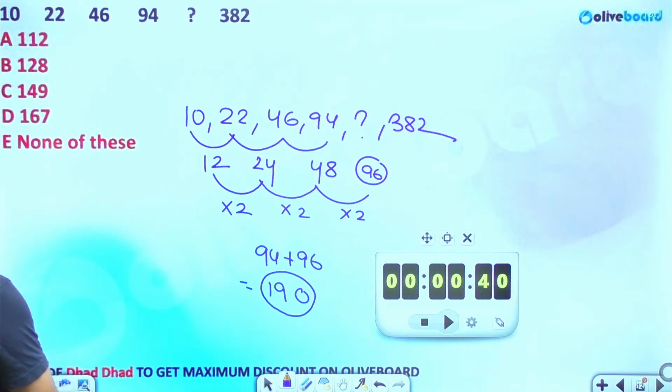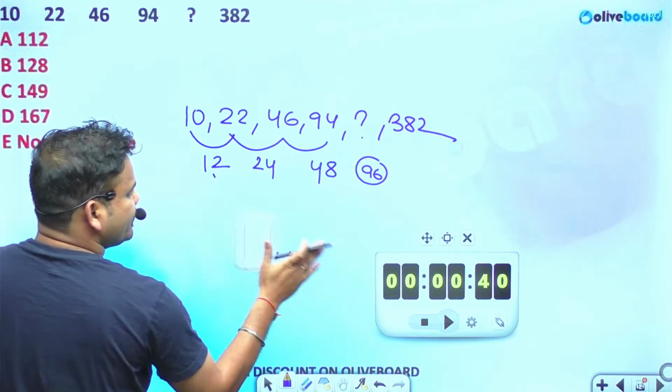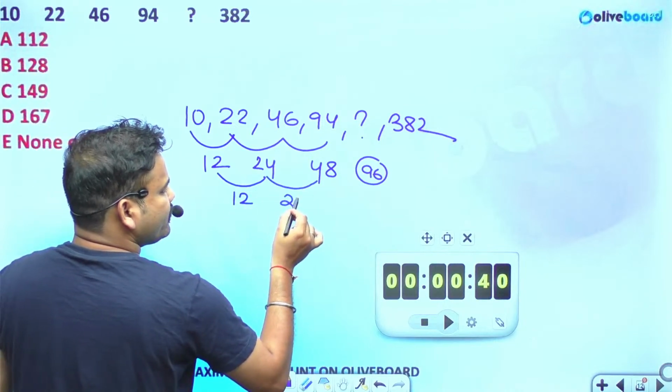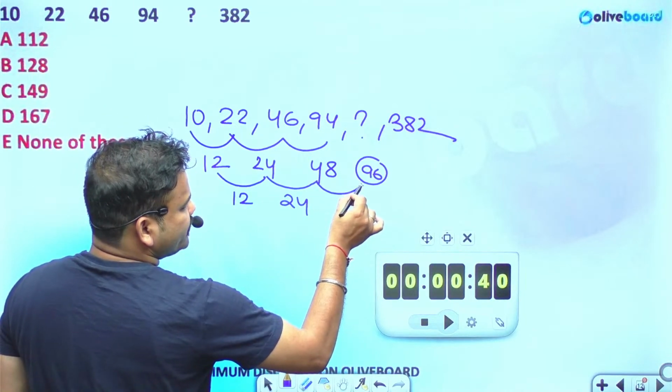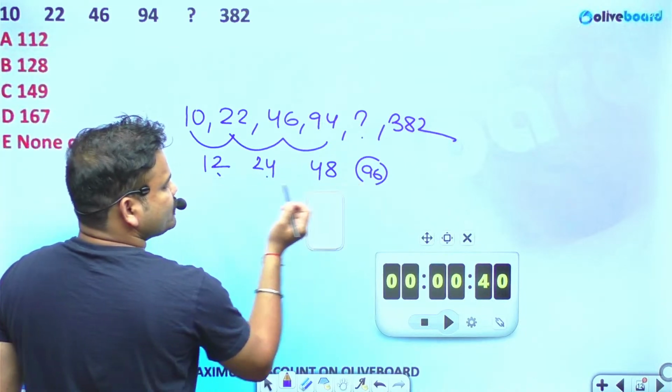So this is not the correct method. Fine. Now let's go for another method. So this is an increment of 12, this is an increment of 24, and this is an increment of 48. So it's doubling, that same thing. Mm, not the case. So this is not a simple addition.